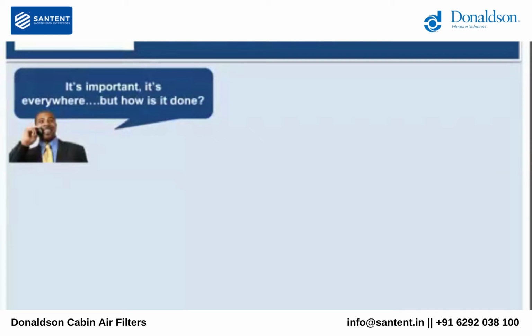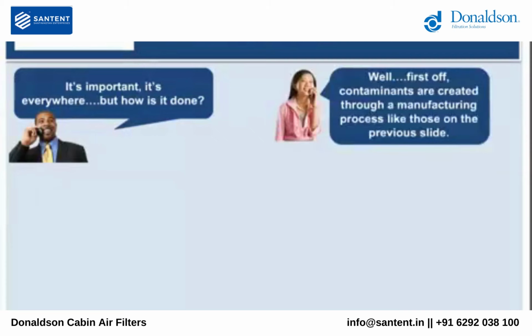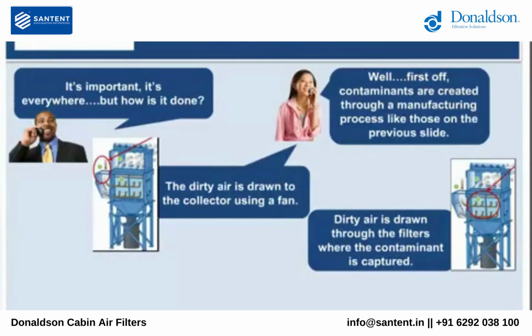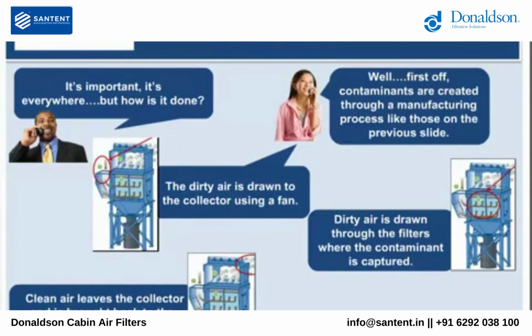It's important. It's everywhere. But how is it done? Well, first off, contaminants are generated through a manufacturing process like those on the previous slide. The dirty air is drawn to the collector using a fan. Dirty air is drawn through the filters where the contaminant is captured. Clean air leaves the collector and is brought back to the plant or atmosphere. When the filters are cleaned, contaminants are dropped into a collection bin, conveyor, or back into the process.